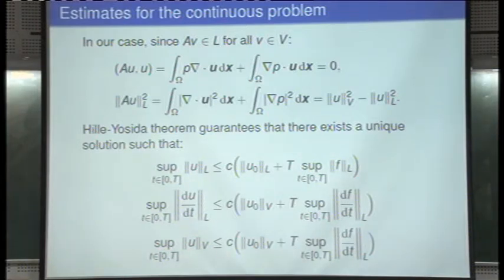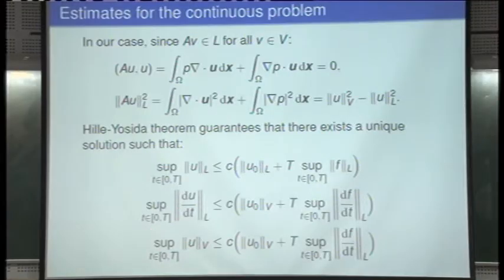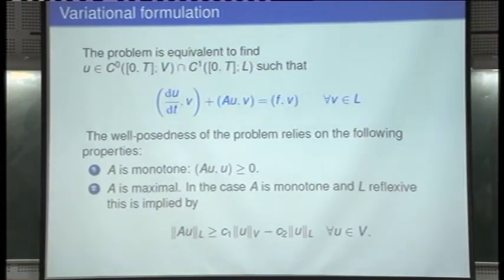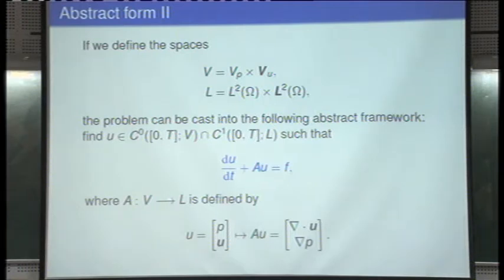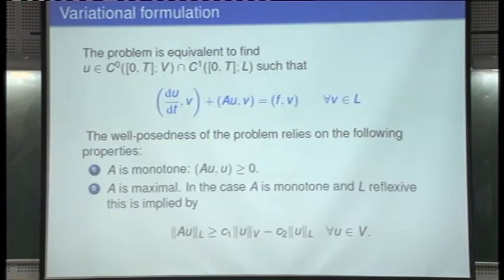Which of these bounds is the most useful one from the numerical point of view? This last one. Excellent. Why? Because it gives me control on the derivatives. If I don't have the derivatives under control, I can have wild oscillations. Okay? So that's the important bound. How is this bound obtained? This bound is obtained by taking V equals A of U. Since A maps V to L, and I have to take V in L, that is possible. So I can take the test function equal AU.